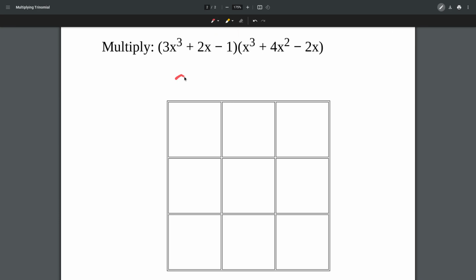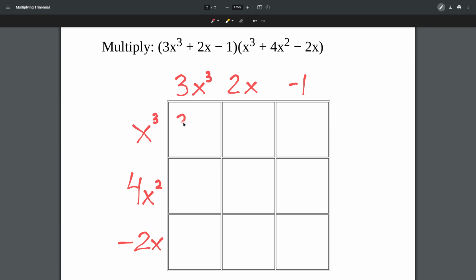Okay, so I'm going to write 3x cubed here, then 2x. We have our minus 1 here. On the side, we have x cubed plus 4x squared. And then minus 2x. All right, so where the terms meet, we'll multiply together.